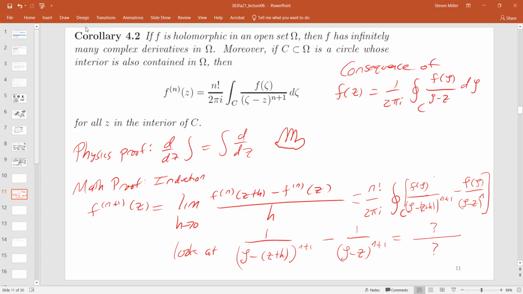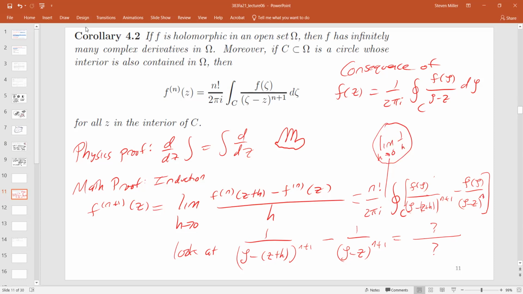Oh, yes, thank you. And in fact, there should also be a limit. So I need a limit as h goes to 0 of 1 over h, and d zeta. So now, yes, the exponent in that same line should be n plus 1. Yep.